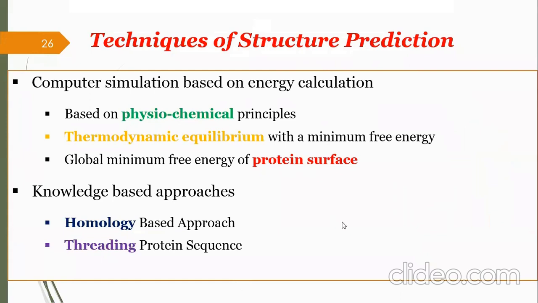The third method is the hierarchical method. This approach combines some of the procedures in the homology method and some of the techniques used in the threading method. It combines the two methods, and these hierarchical methods are a somewhat more intelligent way of protein modeling.